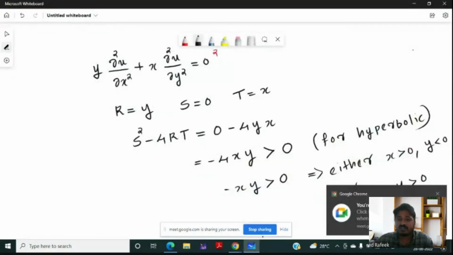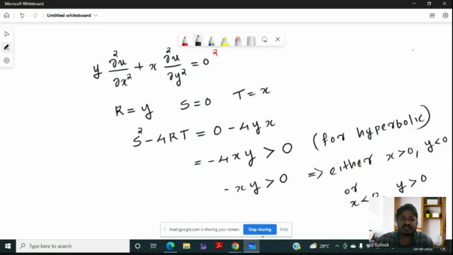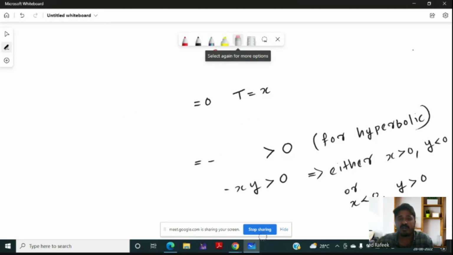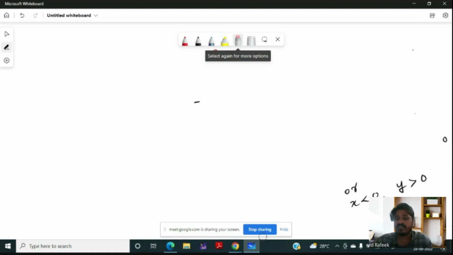So study that theory. In Part B, at least one question you can see from this: hyperbolic, elliptic and parabolic. Maybe the question is different, but the theory is the same. You can see almost all papers, this type of problem will come. So try to study that. Yeah, we will go to the next one now. Next problem.